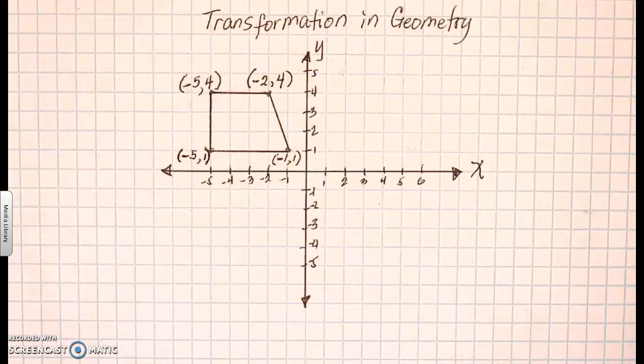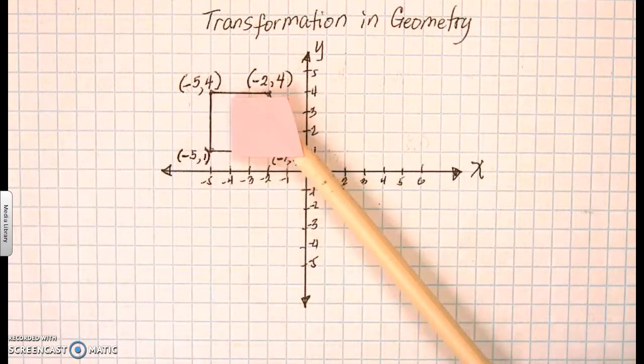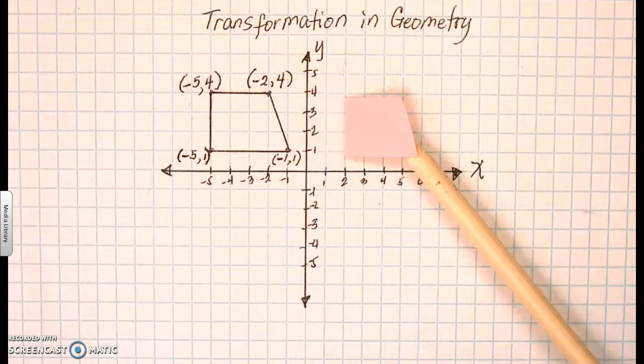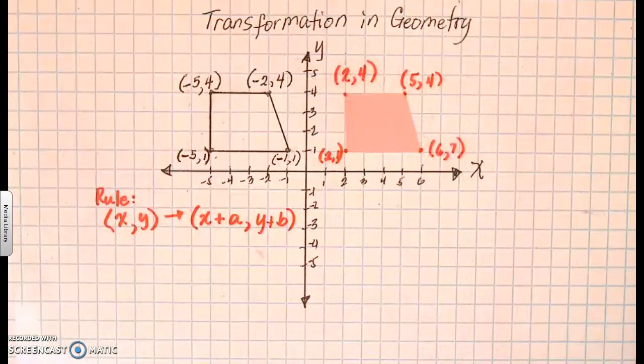For our first example, let us translate this figure horizontally 7 units to the right. So from here, we're going to count 7 units to the right. 1, 2, 3, 4, 5, 6, and 7. And your figure should land here. Now let us look at the coordinates of the translated figure.